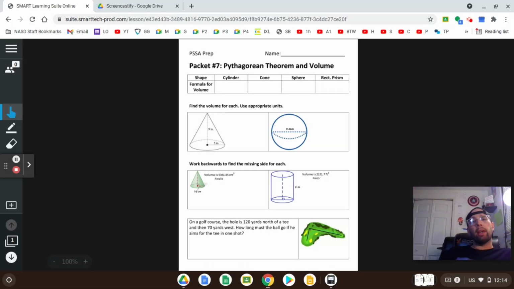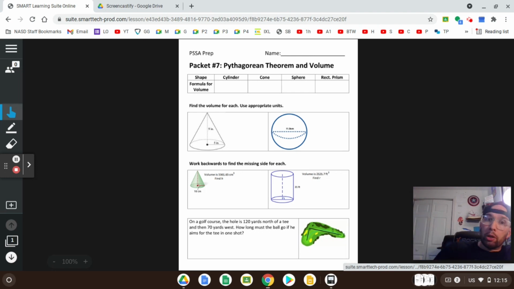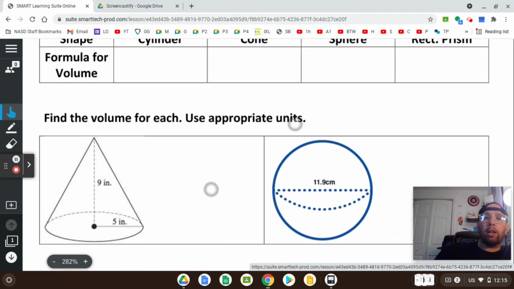Bracket 7, Pythagorean Theorem, and Volume. For the first time, we're really going to need our formula card for this one, but I'd rather just memorize because I'm smart. Also, we're going to use a lot of calculator. That's why I'm sharing my whole screen.